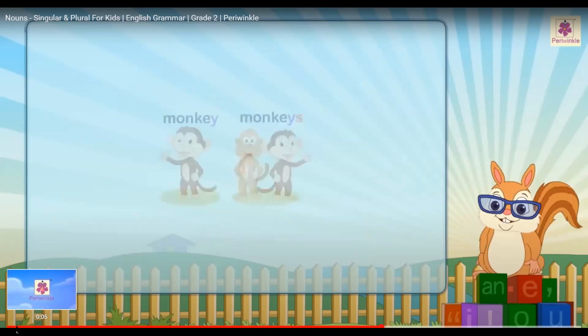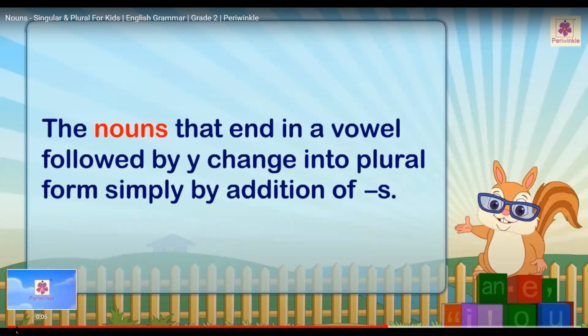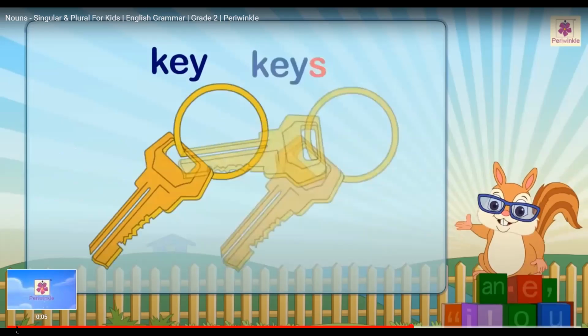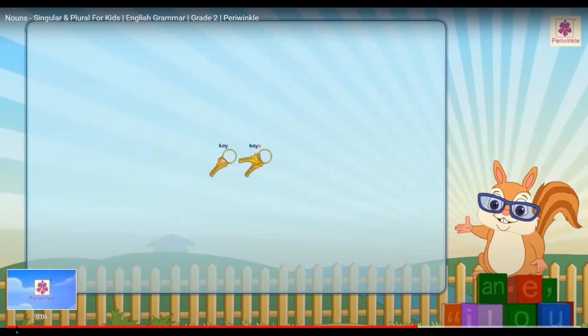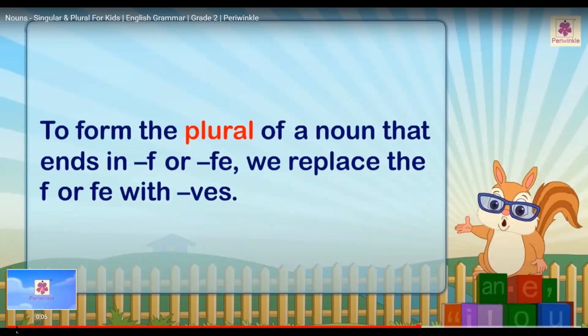Exceptions, you need to memorize that. The nouns that end in a vowel followed by Y change to plural form by simply adding S, whereas if it is a consonant before the Y, we need to add IES, right? So here we have to just add S if there is a vowel. Now see, the vowel before Y: A, E, I, O, U.